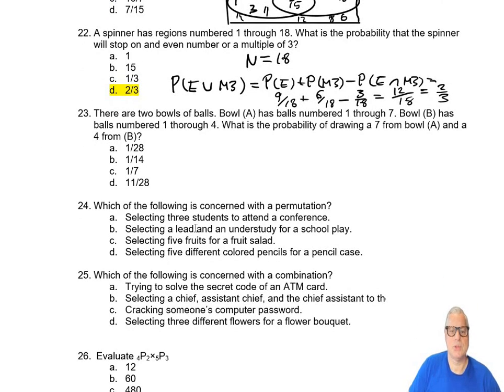There are 2 bowls of balls. Bowl A has balls numbered 1 through 7, and bowl B has balls numbered 1 through 4. What's the probability of drawing a 7 from bowl A and a 4 from bowl B? Okay, this is now independent events. So that's the probability of A times the probability of B: 1 over 7 times 1 over 4, so 1 over 28.